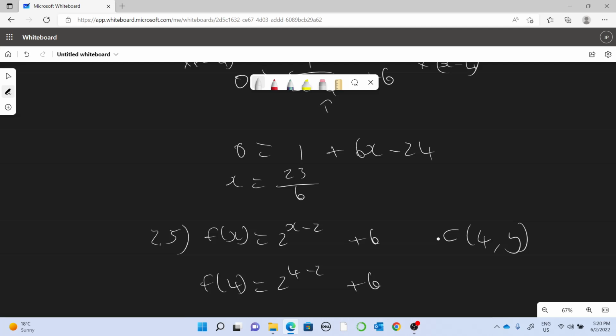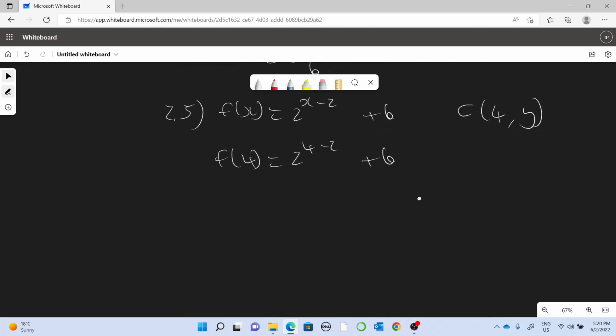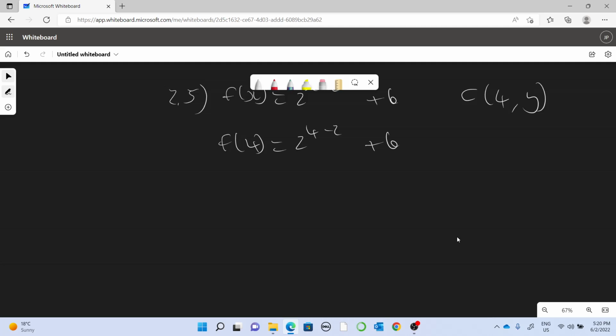Okay. All right, let's just scroll down a bit here. So then I'll say y equals 4 minus 2 is 2 to the power of 2, which gives me 4 plus 6, so I have 10. So then I know that the coordinates will be 4 and 10. Okay, easily enough.